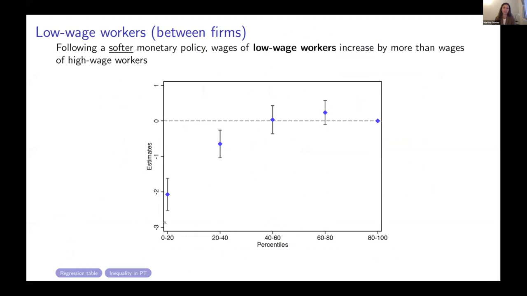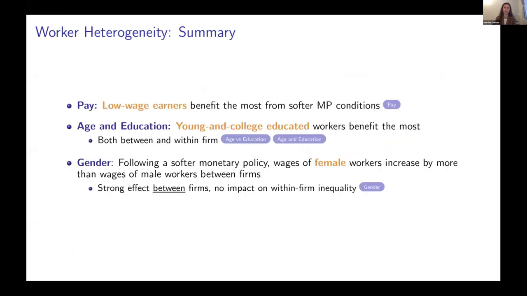Now, here I'm showing you the results between firms, but this result is also consistent if you look into within firm inequality. We tried to go deeper and understand who are these workers who are low wage earners. Interestingly, what we find is that these guys tend to be younger and college educated. And if we look into the differences between firms, they also tend to be female workers as opposed to male.